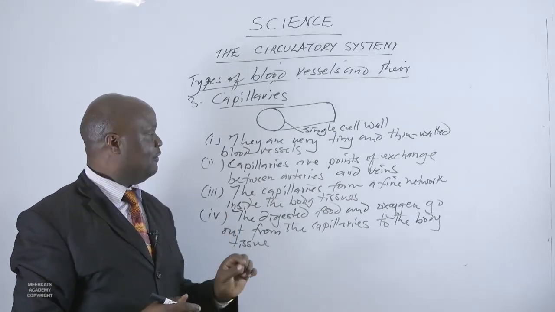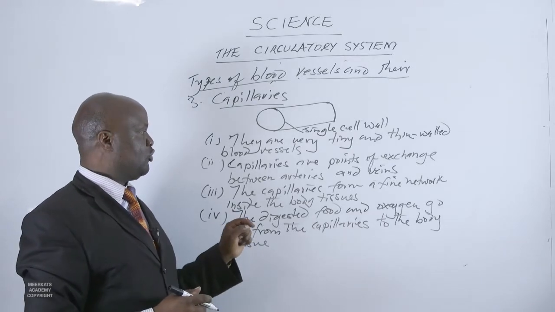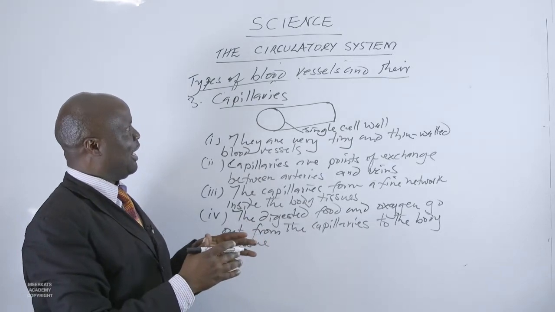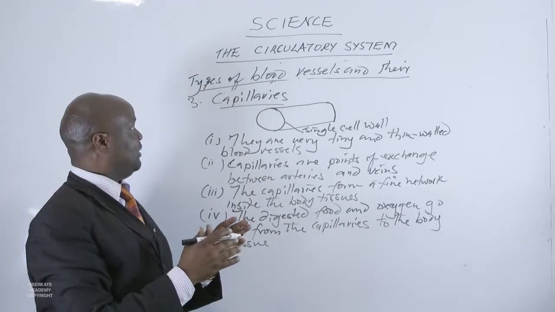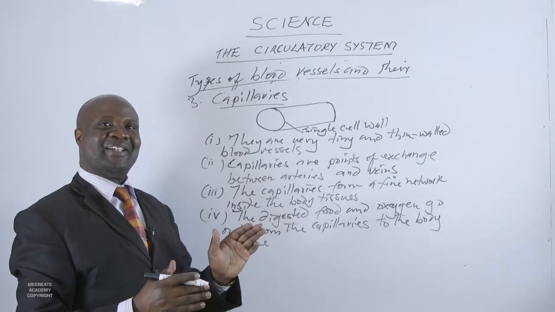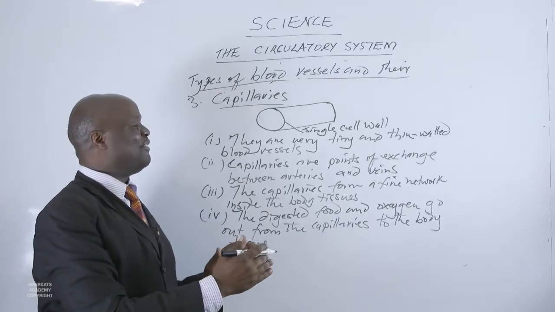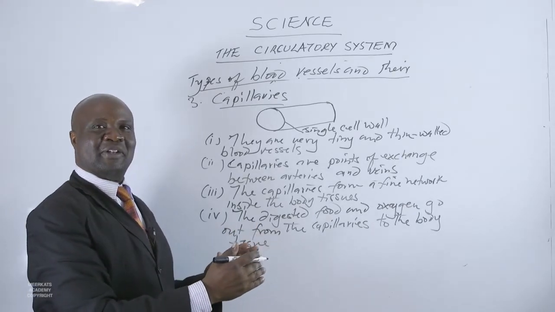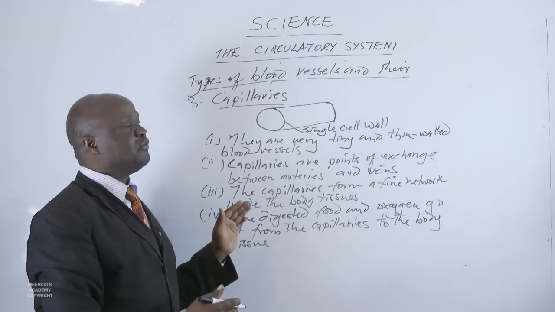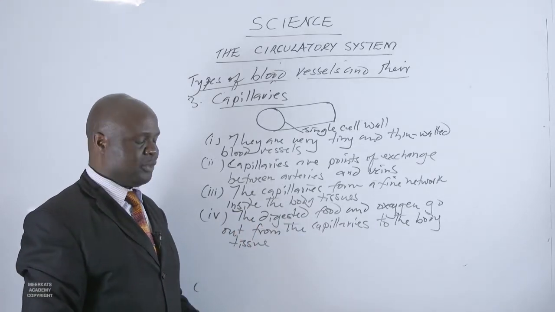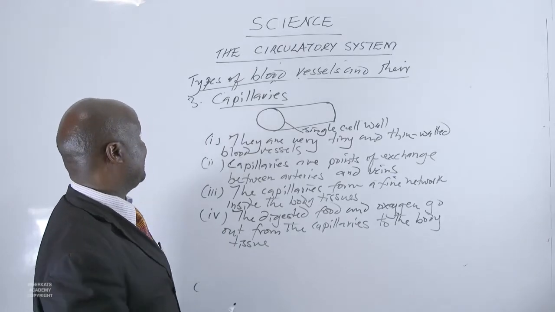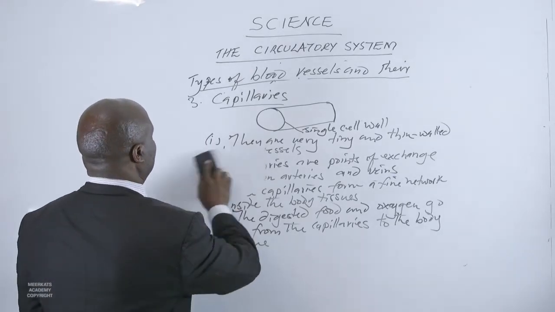So we can have a simple diagram trying to explain exactly how these capillaries work. We had said that these capillaries serve as a point of interconnection between veins and arteries. We shall have a simple diagram to illustrate this kind of relationship.